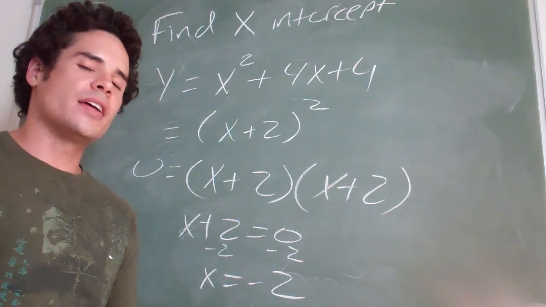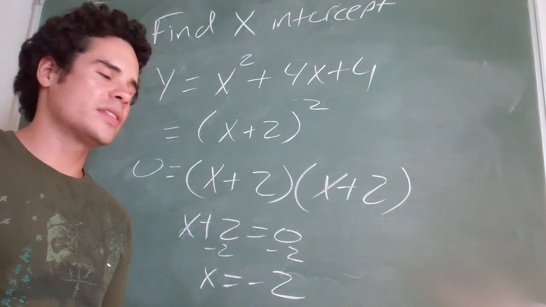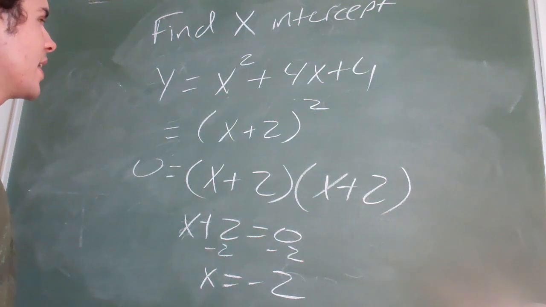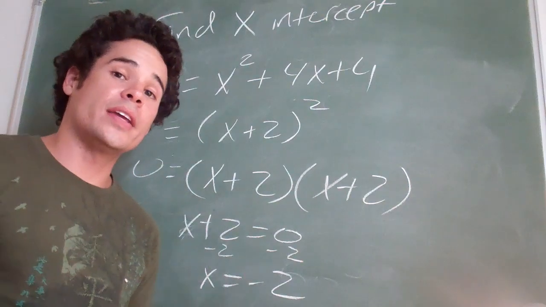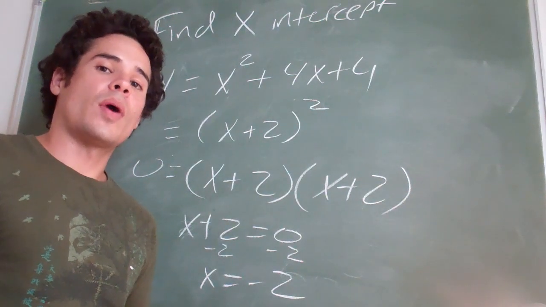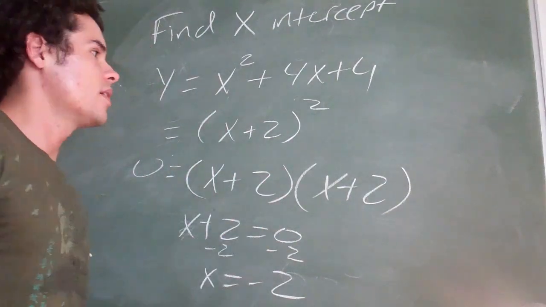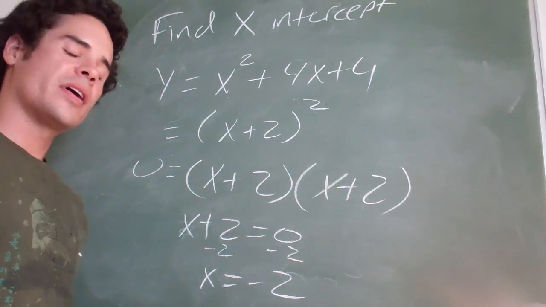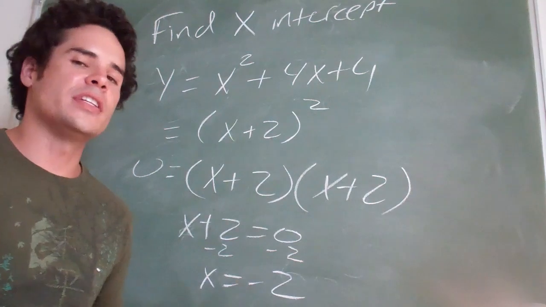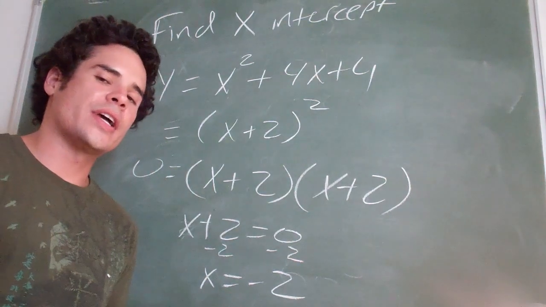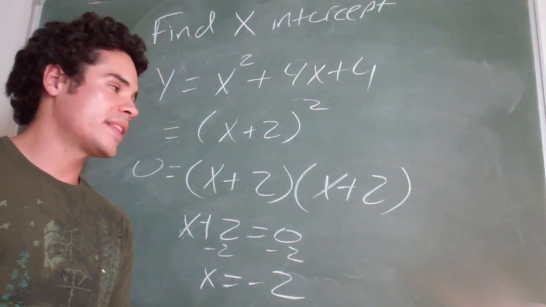I'll probably make another video with some more complicated ones, but that's the basic idea. If you're finding the x-intercept, set y equal to 0. If you're finding the y-intercept, set x equal to 0. Either for linear or quadratic equations. And later on in math, it gets a little more complicated, and you need to use different kinds of tools like the quadratic formula or completing the square, things like that.